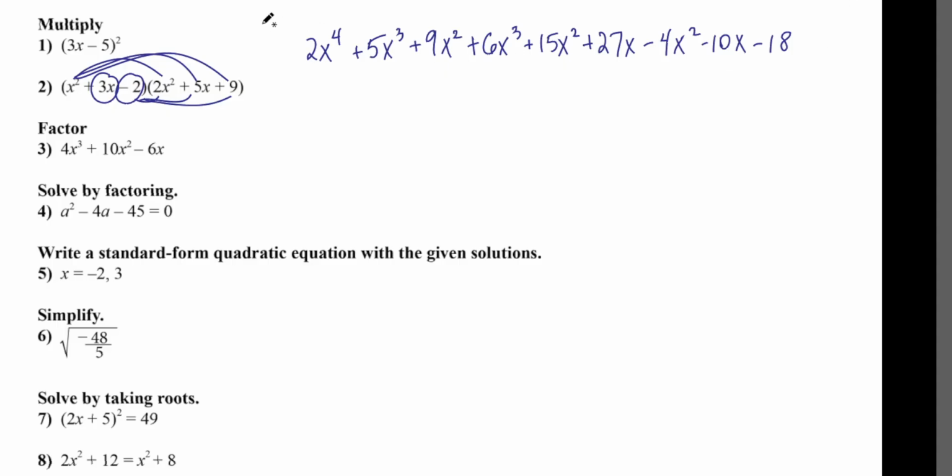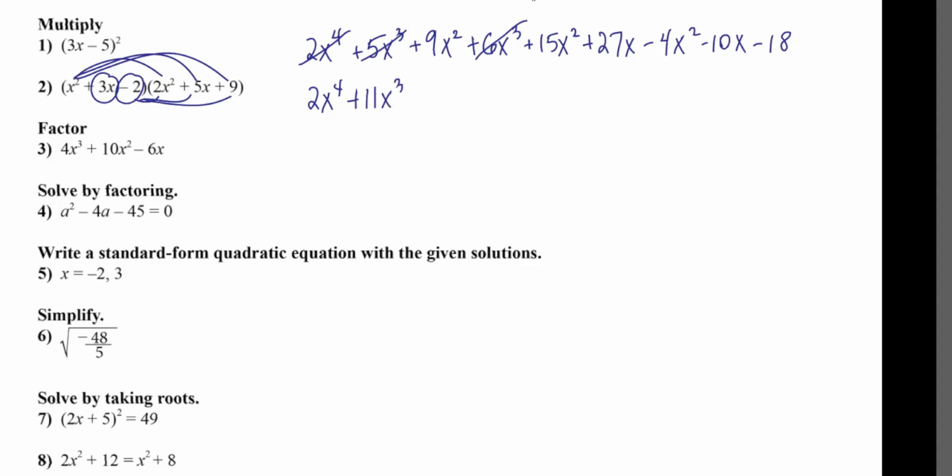It's not done, though. What do we have to do with this? We got to simplify it. So let's go in order, right, from the highest power all the way down. So what's the highest exponent here? The x to the 4th. Is there anything else that has x to the 4th? Nope. So I just write 2x to the 4th. And I'm done with that. What's the next highest one? Cubed. So I got 5x cubed. I only got these two, right? Yep. 5x cubed plus 6x cubed is 11x cubed.